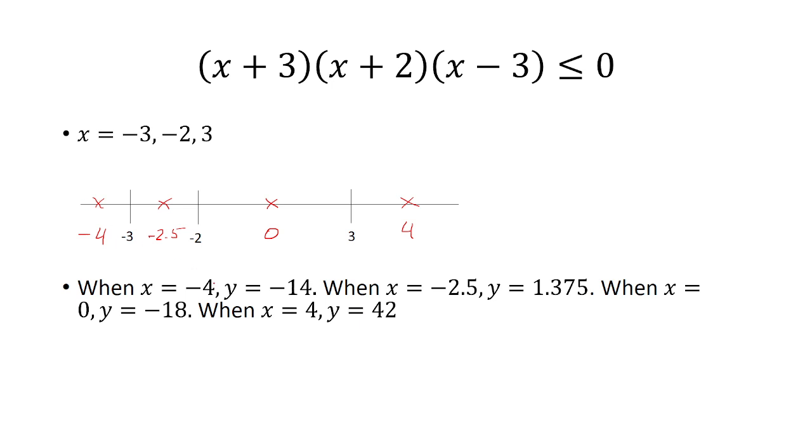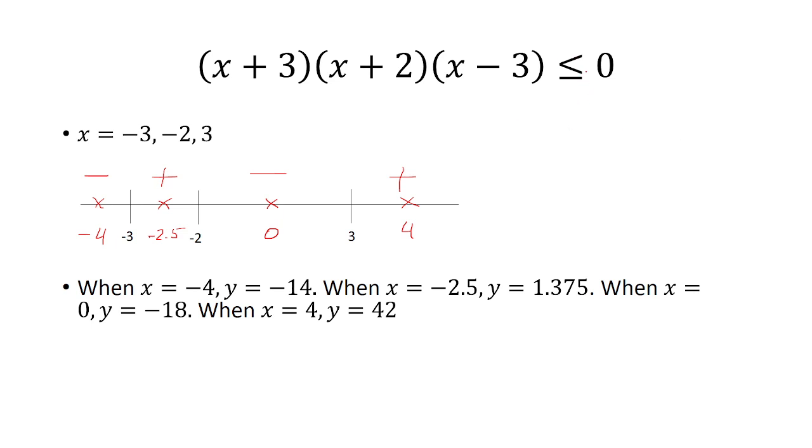So at x equals negative 4, we get y is negative 14. That's a negative. When x equals negative 2.5, y is 1.375. That's positive. When x equals 0, y is negative 18. That's negative. And when x equals 4, y equals 42. That's positive. So now we go back to the original question here.